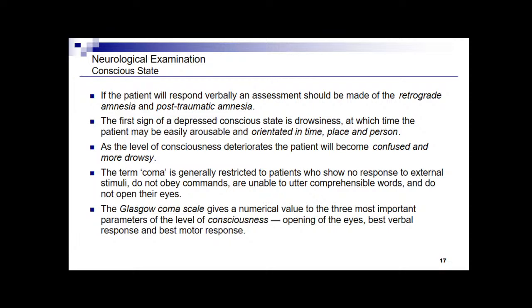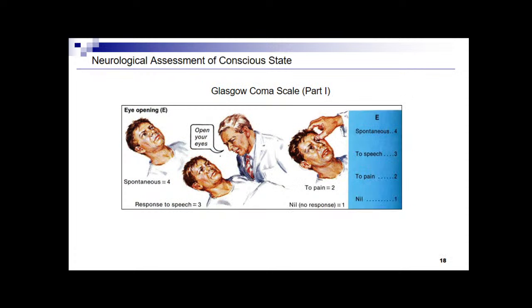You can use the Glasgow Coma Scale. This is international widespread practice in neurology and neurosurgery. This scale was designed for assessment of a patient's consciousness. The first part of the Glasgow Coma Scale is eye opening.